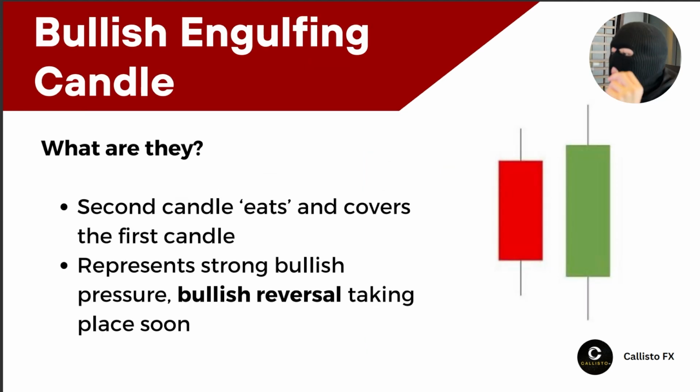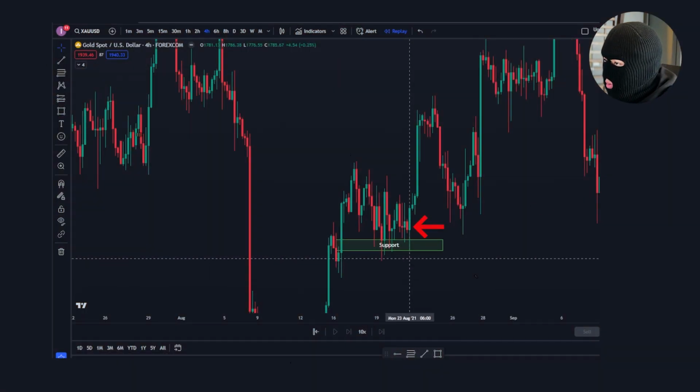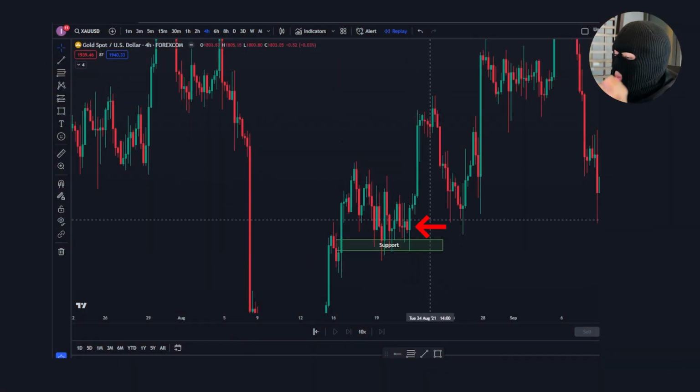Now, let's look through the bullish engulfing candle first. For the bullish engulfing candle, the second candle must tower above or cover the entire first candle. This shows that the bullish pressure is a lot higher than the bearish pressure, thus engulfing it. It represents a strong bullish pressure in the market, indicating that a bullish reversal will take place soon, and this can be used as a confluence when buying at a support zone.